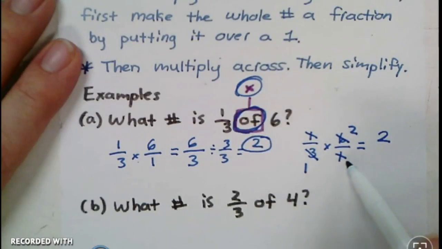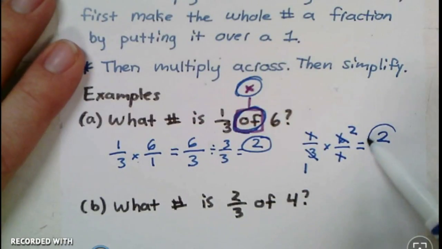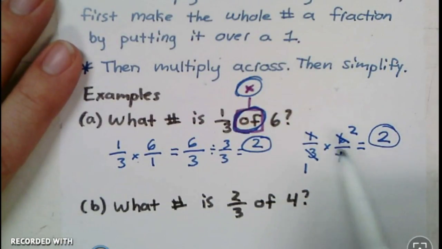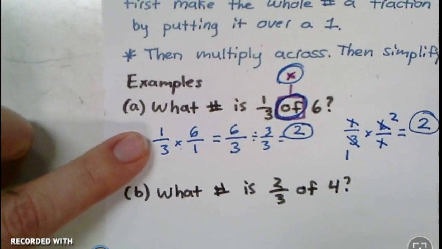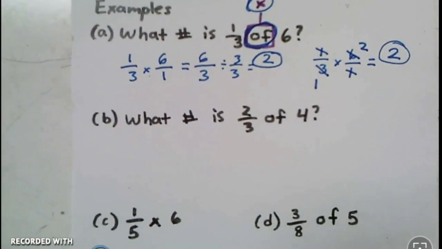And the only thing I have left over here is a 1, which I could write over 1 and then just write 2, but I'm just going to skip that because I know that any whole number over 1 is itself. So I got the same answer, but this way there was a lot less writing and work than this way. Let's try another one.